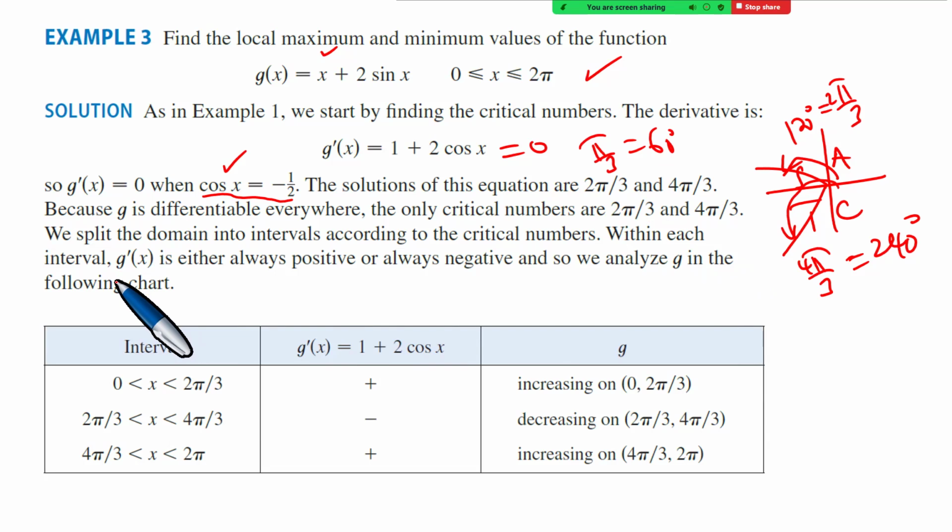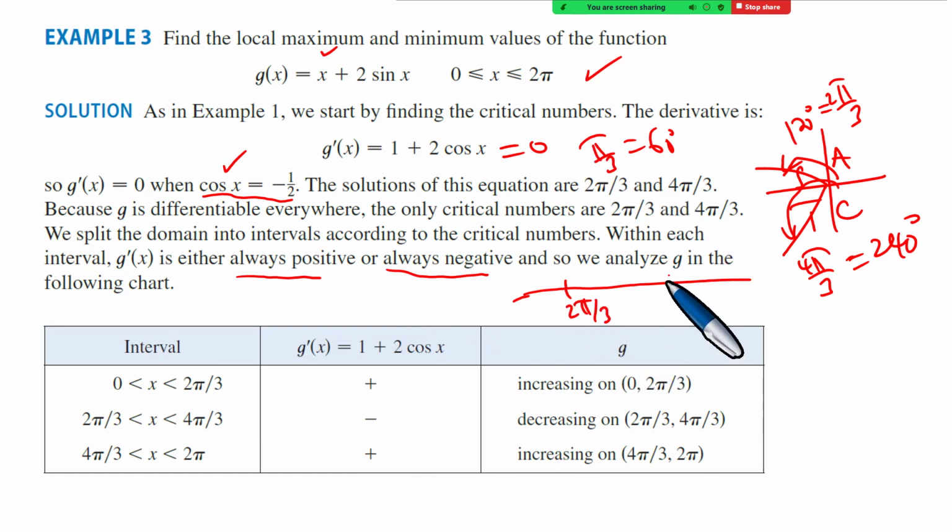We split the domain into intervals according to the critical numbers. Within each interval, g prime is either always positive or always negative. And so we analyze g in the following chart. Let's take a look at the chart. To analyze this chart well and make sure you miss no critical points or intervals, we need to order these properly.